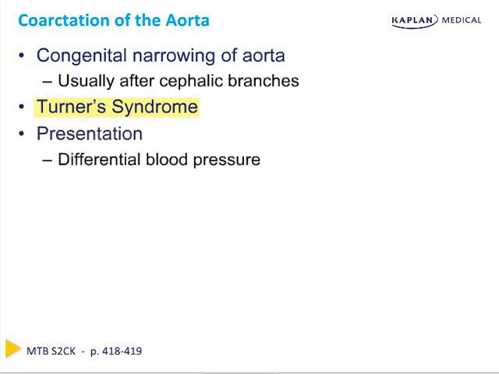Now the presentation, as we said, is going to be differential blood pressure, not from left to right and not from right to left, but from upper body and lower body. The coarctation takes place after the cephalic blood vessels break off of the aorta, leading to elevated blood pressures in both your arms and lower blood pressures in your legs. But blood pressure in the leg isn't tested all that often. So often if you are taking someone's blood pressure from their leg, then you're already suspicious of a coarc.